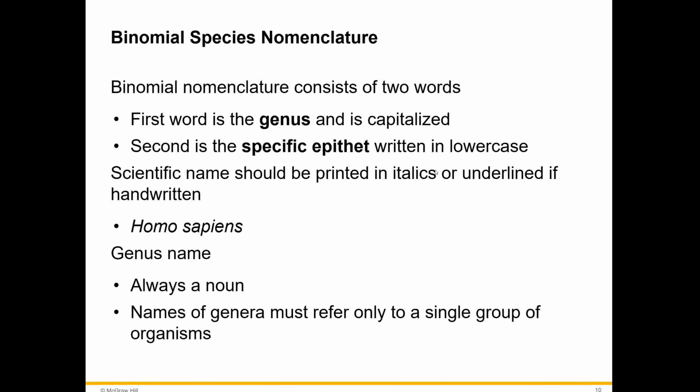So, moving on to the notion of binomial nomenclature. We have 2 words for the binomial nomenclature. Bi means 2, nomial means name. The first word is the genus, and we capitalize the genus whenever we're writing these. If you're writing Homo sapiens, you will capitalize the genus. The second is the species epithet, which is written in lowercase.